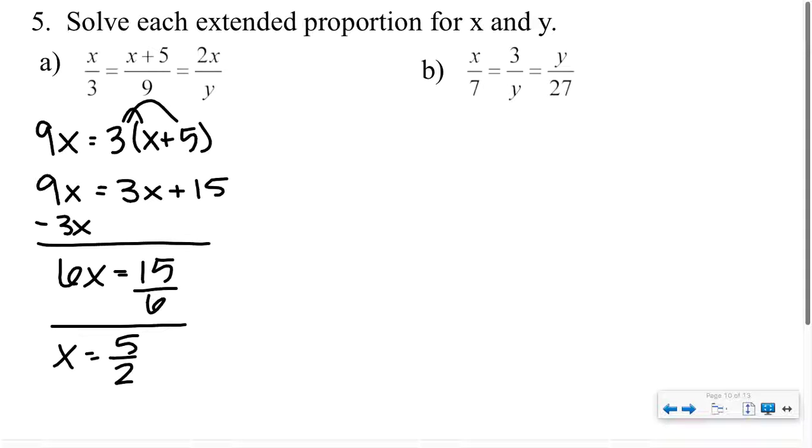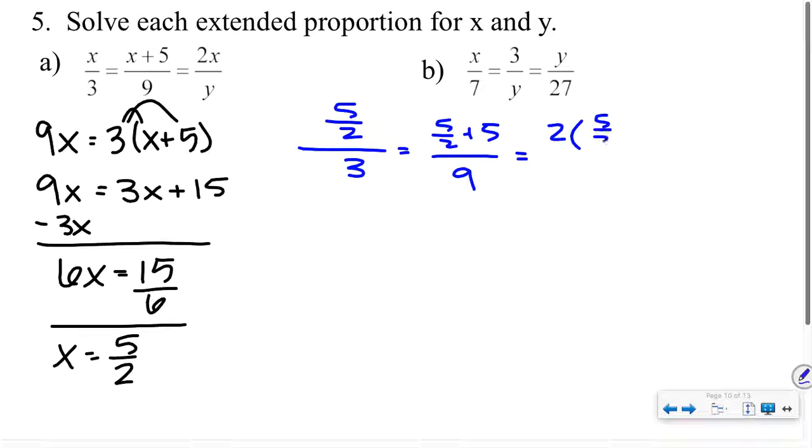Okay, so once I have one value, I'm going to put that back into the proportion so I can find my other one. 5 over 2 all over 3, that's the first ratio, equals 5 over 2 plus 5 all over 9 equals 2 times 5 halves all over y. I know I have to use the last one because I have to solve for y. Do you want to cross multiply that with the middle guy or the far left guy? It's your choice. It's not going to matter. Far left, that's what I would have gone with too.